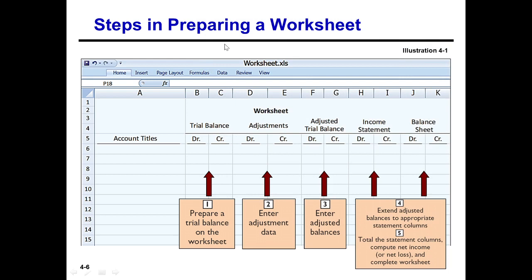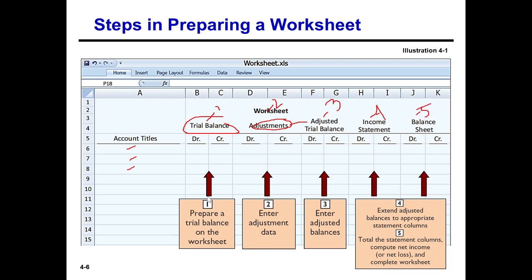Next slide, steps in preparing a worksheet. These are the 5 steps. Please look here. These are the account titles, that means cash, accounts receivable, equipment. And the trial balance, this is the first step, step number 1. And adjustments, this is step number 2. Then the adjusted trial balance, step number 3. That means after considering the trial balance and adjustments, we get the adjusted trial balance. And the income statement is step number 4. And the balance sheet is step number 5.